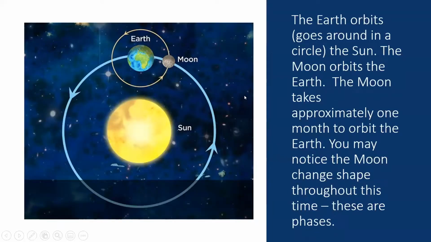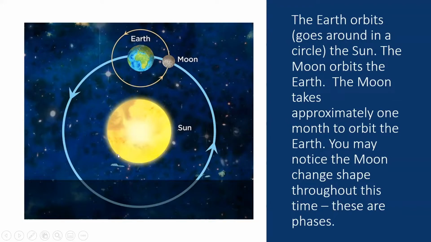So let's have a look at an overview first of all. We've got the sun, the earth and the moon there. The earth orbits, so it goes round in a circle, the sun. So the earth orbits the sun. That's something to be quite clear about. The moon then orbits the earth, and they orbit together around the sun, but we say that the earth orbits the sun.